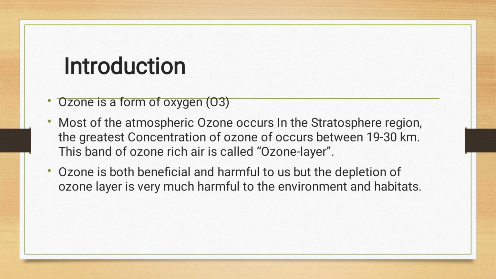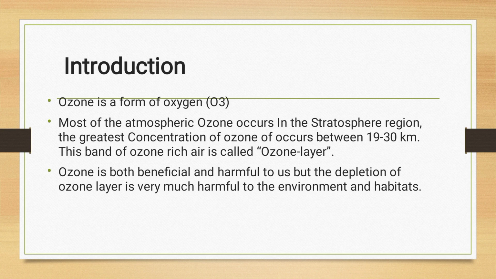So ozone is a form of oxygen, that is O3. You know that oxygen is written as O2. So it is another form of oxygen, that is O3. Most of the atmospheric ozone occurs in the stratosphere, in the region from 15 to 30 kilometers. This band is called the ozone layer.